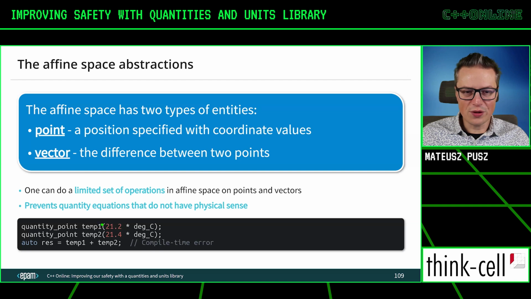For example, if you have 2 quantity points or temperature points of 21 Celsius and 21.4 Celsius, you should not be able to add them. This should be a compile-time error.